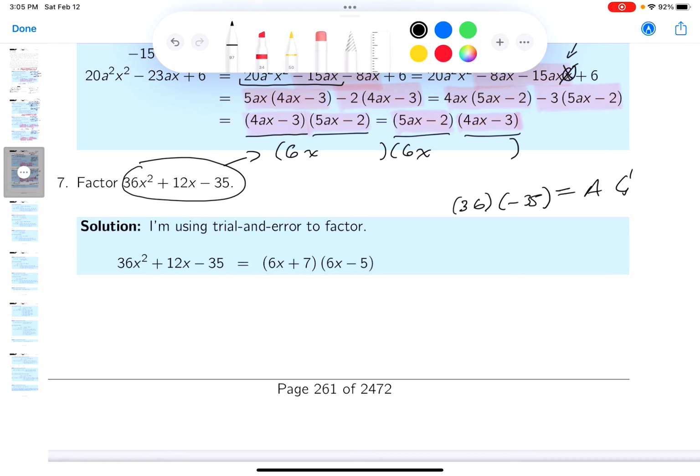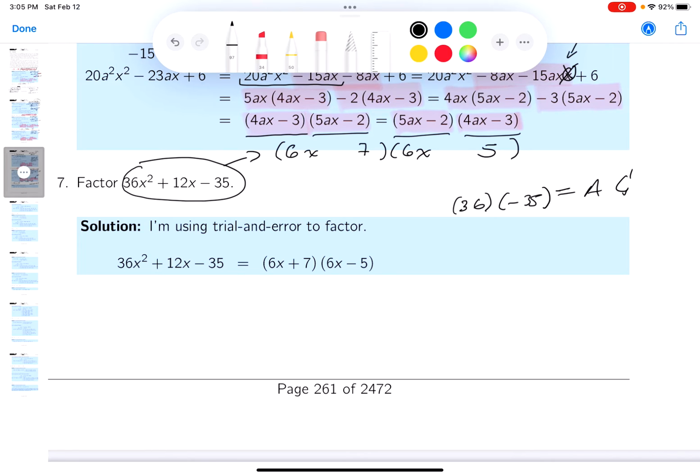Now, I'm looking at the 35 in the end, and I'm going to say, looking at 35, I would not choose 35 and 1. I'm going to try 7 and 5, by the way. Now, by the way, someone says, where do you put them? It doesn't matter. You're just trying. So now what I'm going to do, oh, this looks like a tough one. So I'm going to say over here, 6x times 6x, definitely 36x squared. 7 times 5 is definitely 35. You notice I'm not even looking at the signs yet. Now I want to see if I get that number in the middle, which is 12.